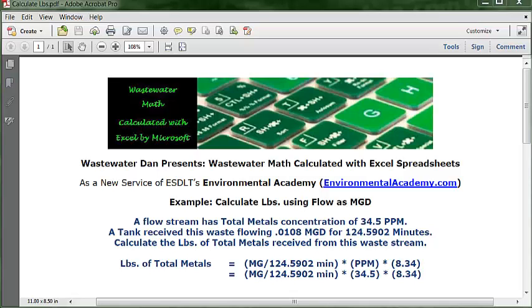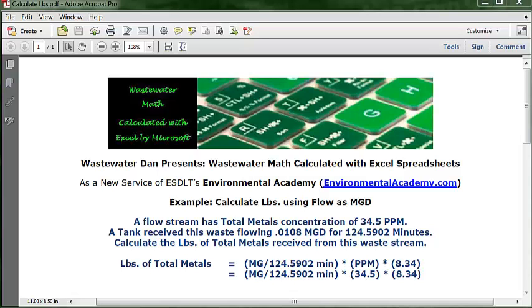This problem is slightly different from either one of those. It's actually a modification of the second one. We've got a flowing waste stream. We've actually got the flow expressed in million gallons per day, but we're not using a full day. We're using a certain number of minutes. So what we're going to have to do is take the flow expressed in million gallons, in increments of millions. In this case we have million gallons per day, but we're going to express it for a certain number of minutes, in this case 124.5902 minutes.